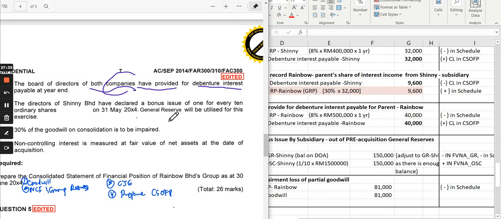So the bonus issue would be 1/10, and you are informed here that the bonus issue will utilize the general reserve. As I have mentioned earlier, a bonus issue can either be from post-acquisition or pre-acquisition. It can be from pre-acquisition general reserve, or maybe pre-acquisition retained profit. Here, it is from general reserve. It can also be from post-acquisition. But we are going to decide whether pre or post by looking at the balances that are available.